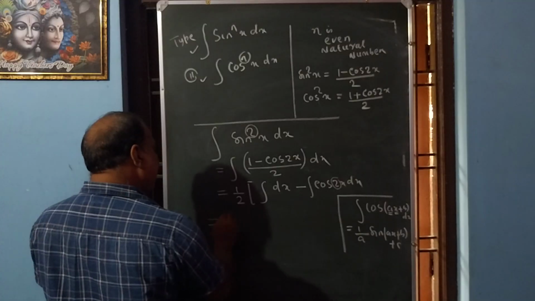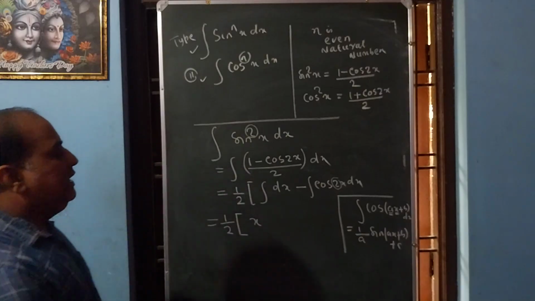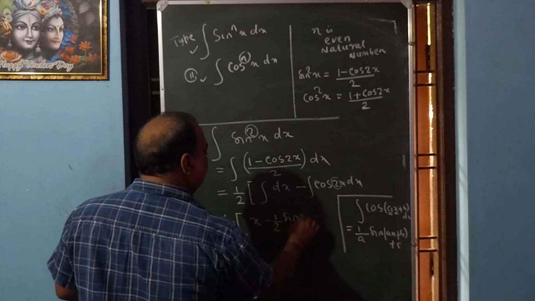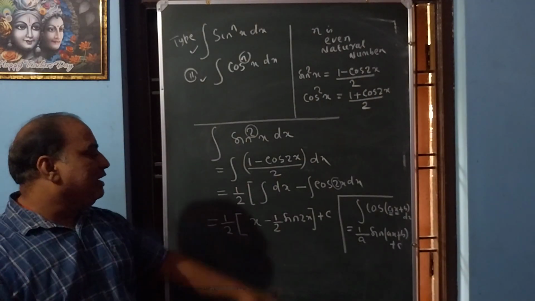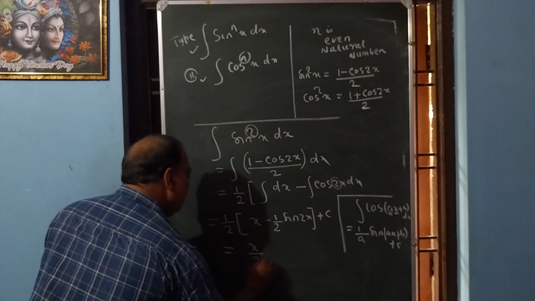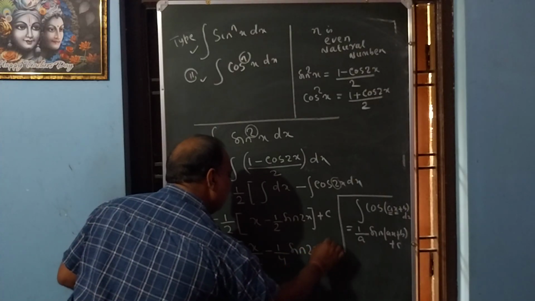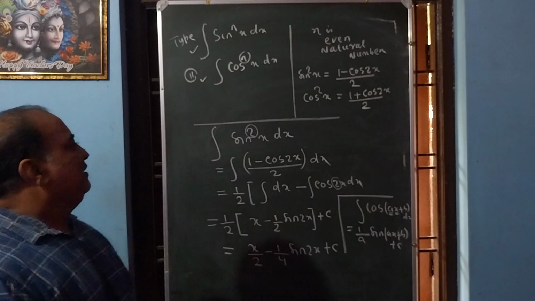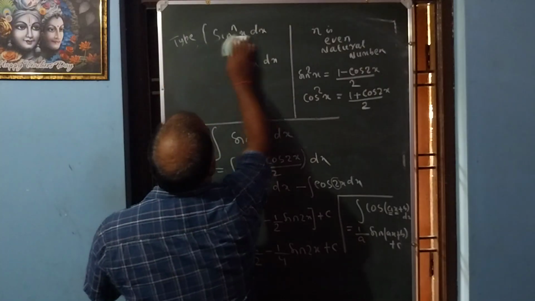So now you have to write 1 by 2, integration of dx is x, integration of cos 2x dx is 1 by 2 sin 2x plus c. So here this 1 by 2 multiplied with these two quantities, we get x by 2 minus 1 by 4 sin 2x plus c. Okay, this is the answer when n is even. Let us take another example.